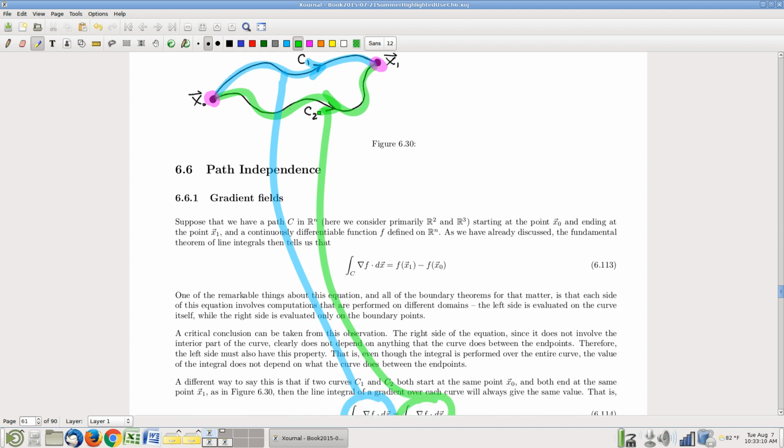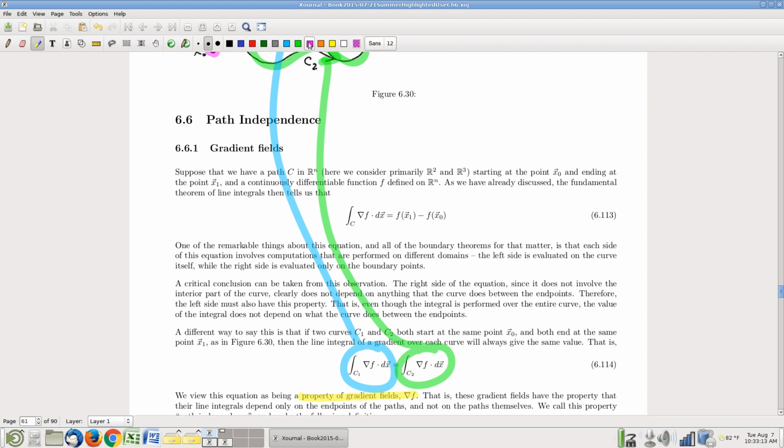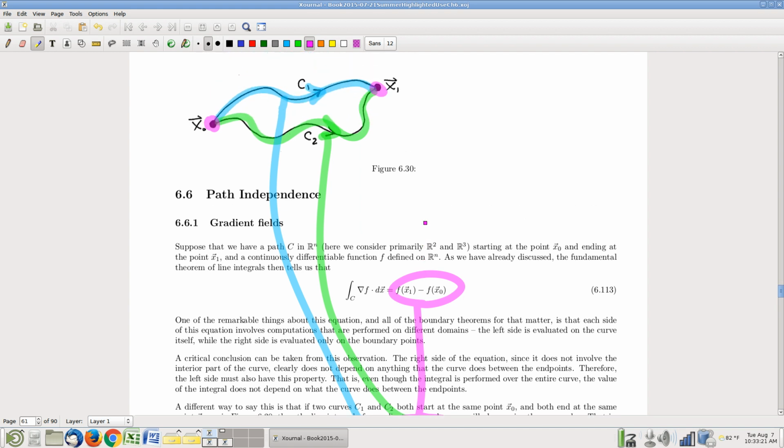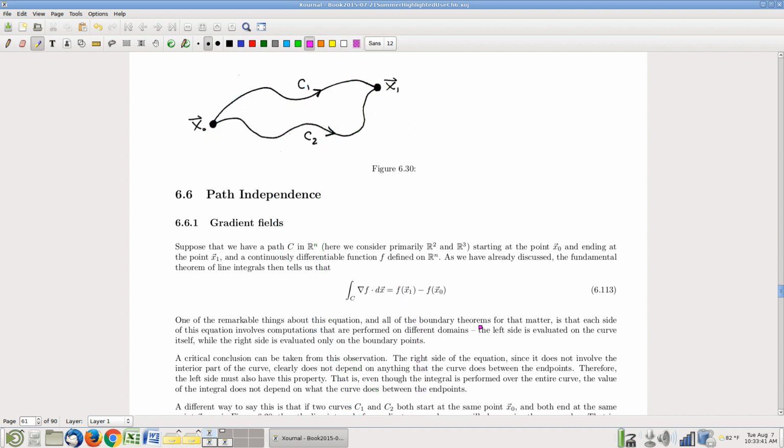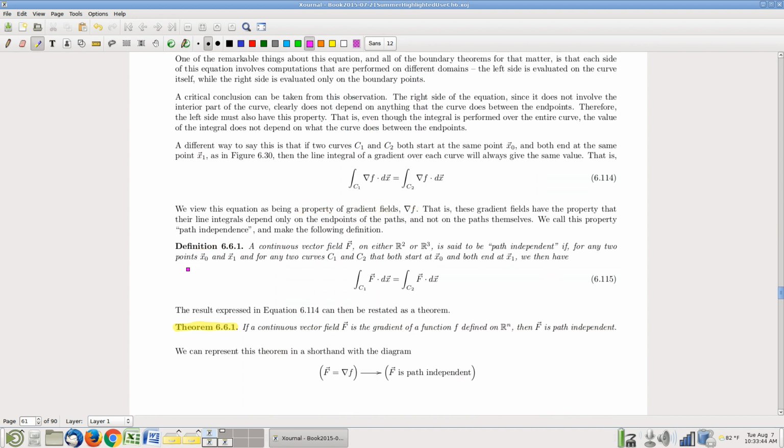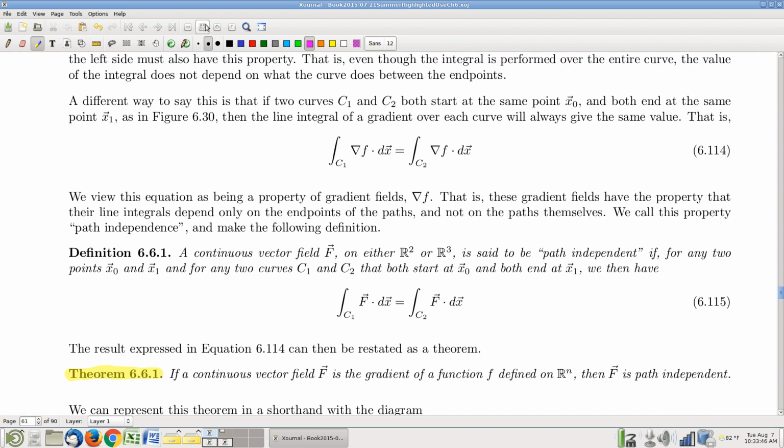Said differently, both of these things are equal to that. So, punchline: when two curves start and end at the same point, a gradient line integral doesn't depend on the curve. You can wiggle however you want. The wiggling in the middle doesn't make any difference. It's only the starting points and the ending points. So this is a remarkable property of gradients. Gradient fields have this feature, and we're going to write this down as a property. This is called path independence.